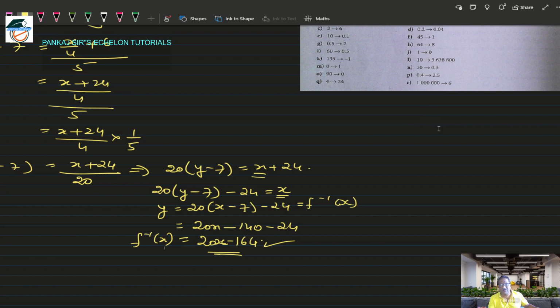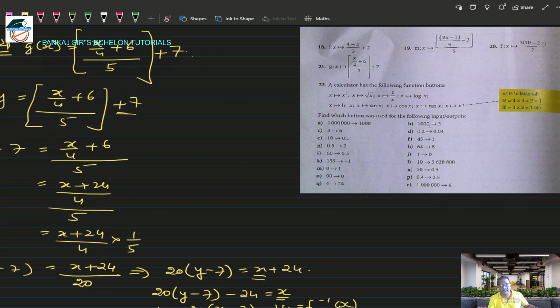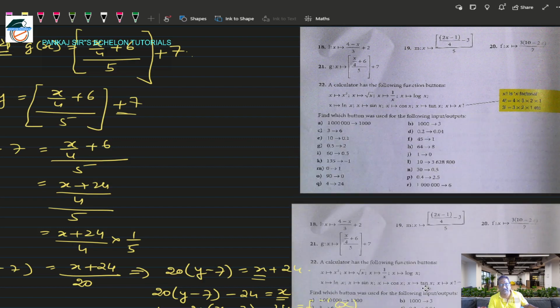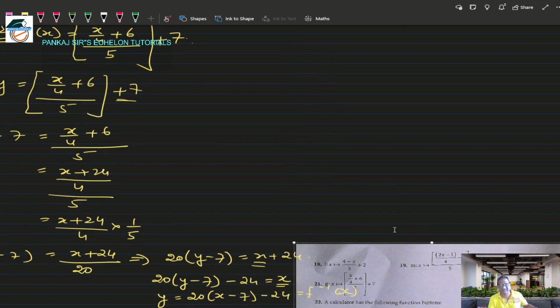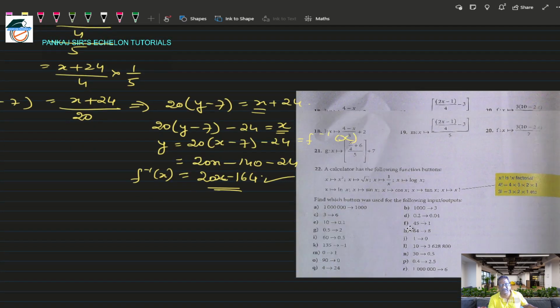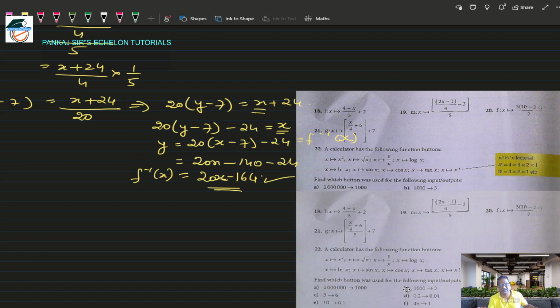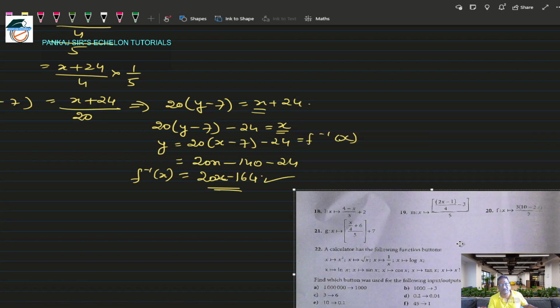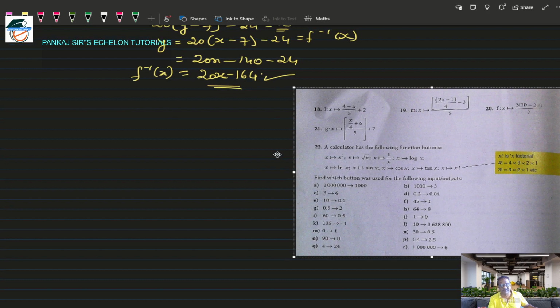And now you are coming to question number 22, the last one of this exercise. Now this question is really very interesting. And for this question, I'll have to use my document camera as well. So give me some time.